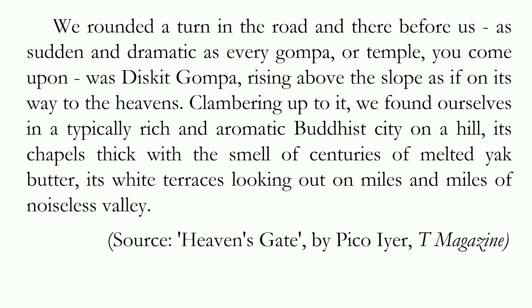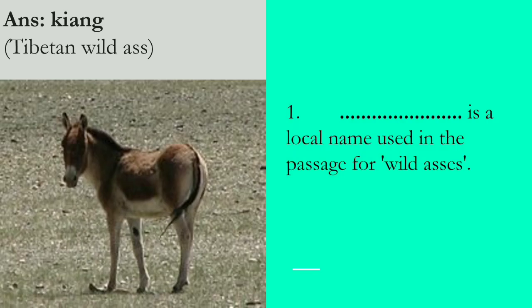So now we look into the exercises. I hope all the difficult words have been explained. Now the exercises. First question, dash is a local name used in the passage for wild asses. That we have already explained. That is kiang. And this is how a kiang looks.